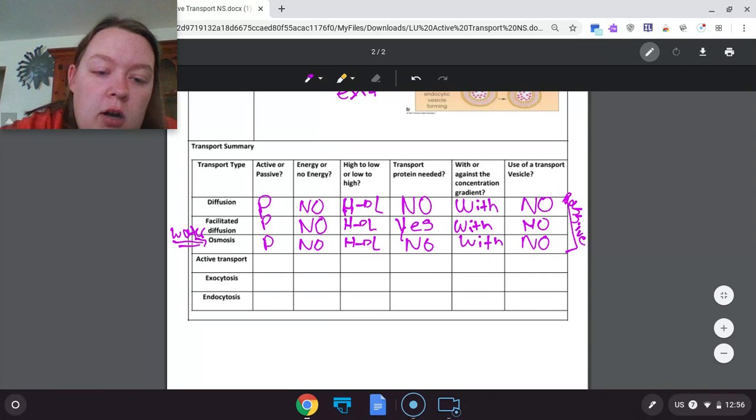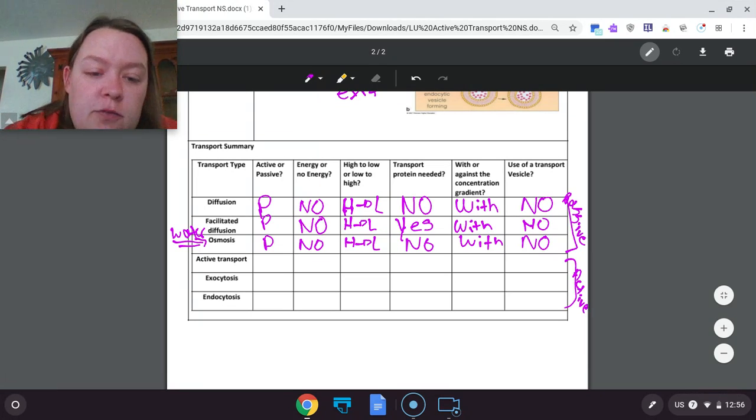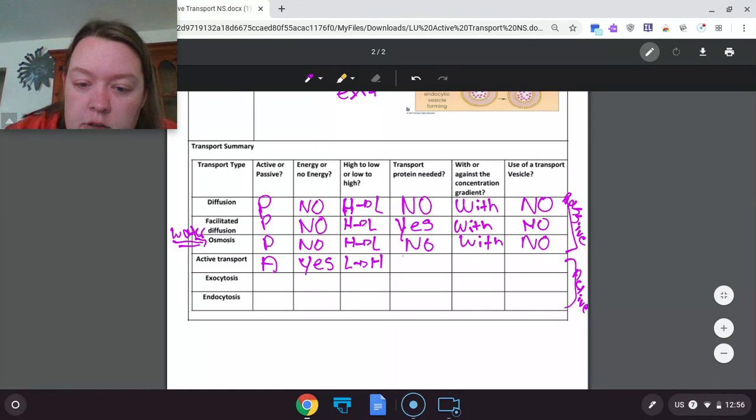Now we're getting into our active section. So active transport is active. It requires energy. It goes from low to high. It does require a protein. It goes against the gradient and does not require vesicles.